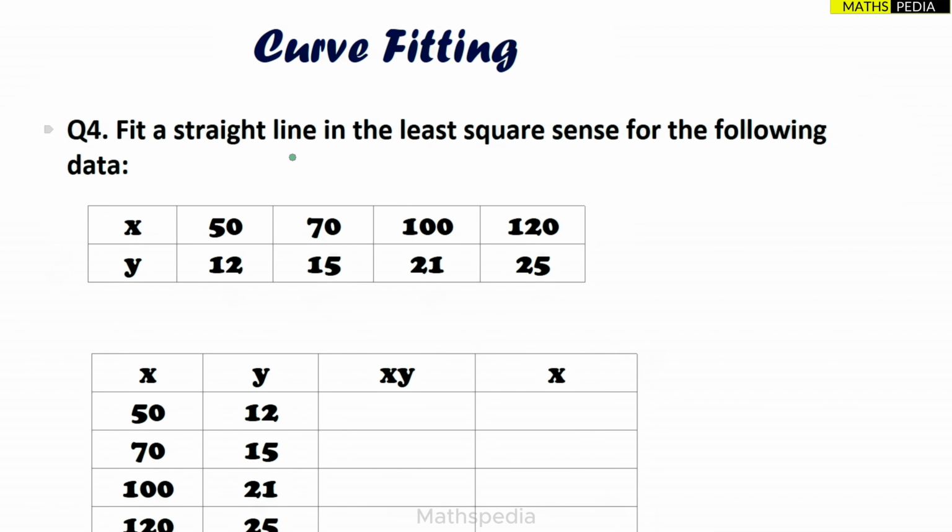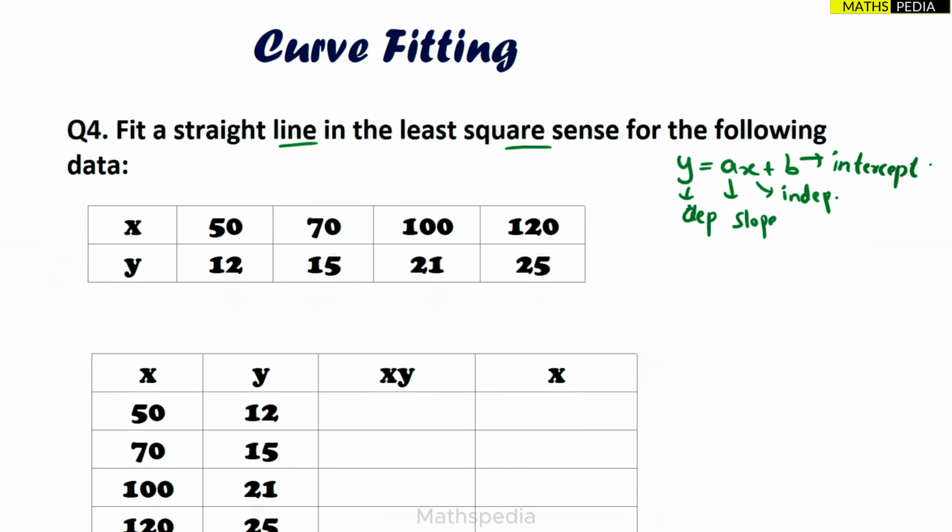So the fourth problem says that we have to fit a straight line in the least square sense. That means the least square method only we are using. So we are having y is equal to ax plus b, where y is the dependent variable and x is the independent variable. Then we have the sitting alone person, which is nothing but b. So the constant value will be the intercept, and beside x, who is sitting is a. Whoever is sitting beside x will be the slope.